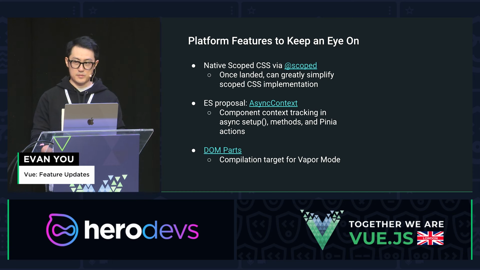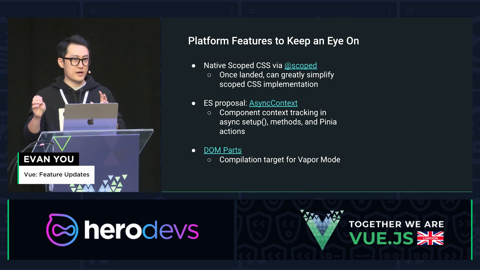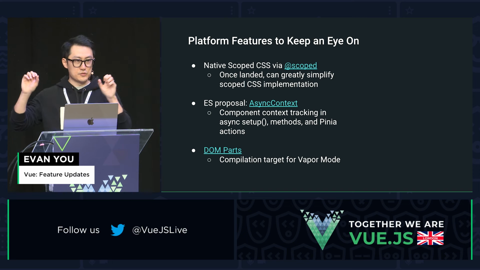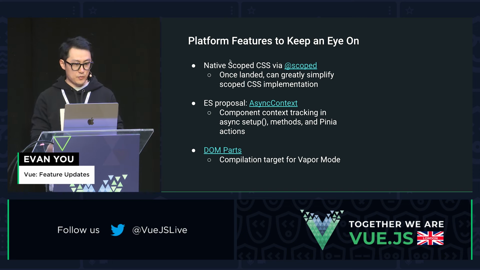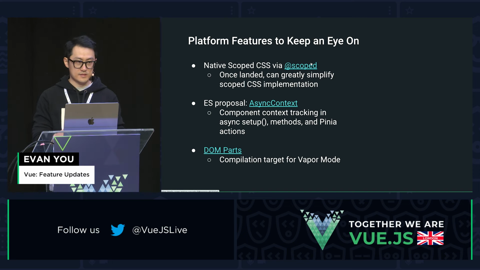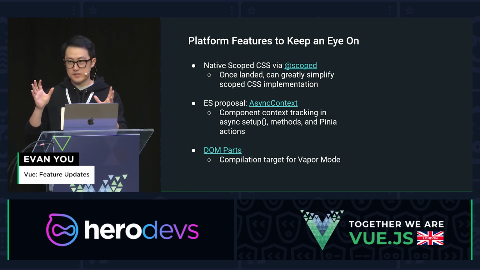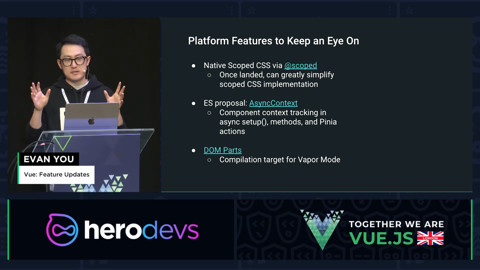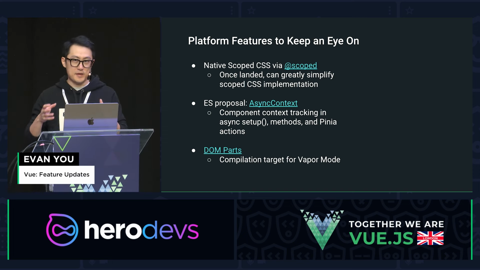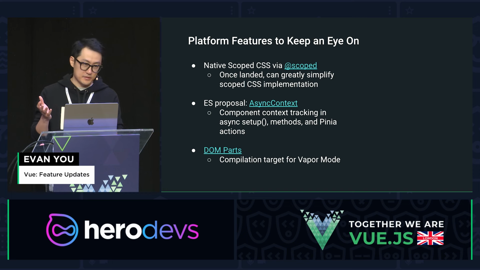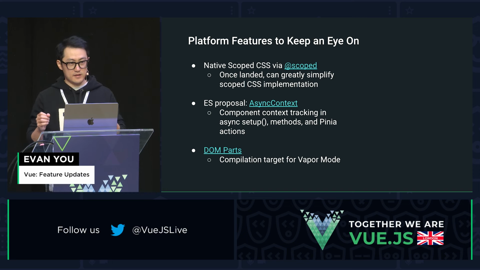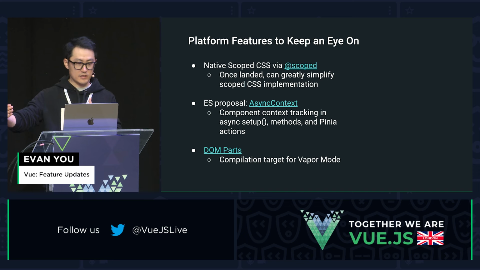In Q3, Q4, we're going to continue working on Vapor Mode, and there are some additional platform features to keep an eye on if you are interested in how the future of Vue will interplay with new use-the-platform initiatives. So one exciting thing is the native CSS @scope proposal that's going on in the CSS working group. In short, this feature will allow us to completely re-implement Vue's scoped style implementation to make it much simpler and more performant, which is a great thing. Less inside the framework and more just leveraging the native platform features.